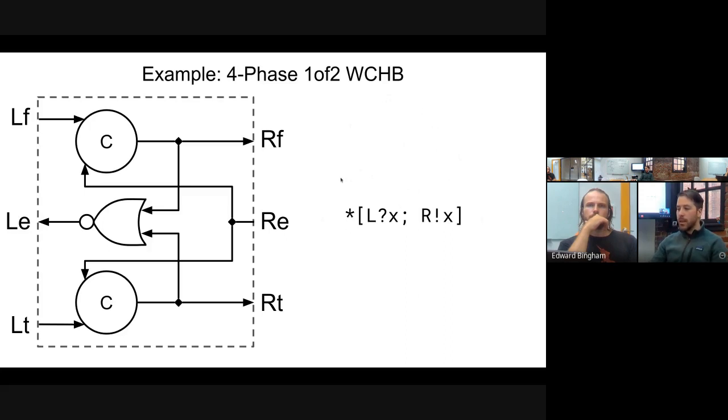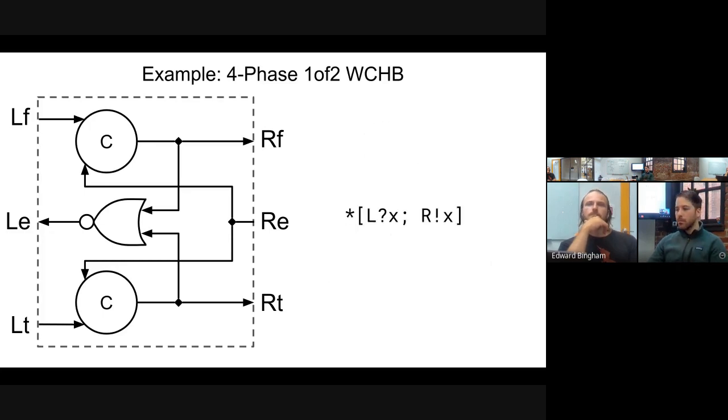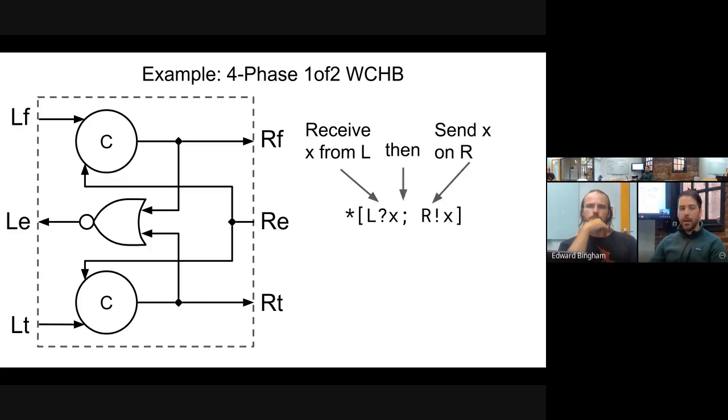Now this CHP doesn't actually specify the encoding. It doesn't specify how many states there are in the encoding. It doesn't make any indication of what kind of data you're sending over the channel. So you've lost that information. It also means that if you're going from CHP down to production rules, then this is an opportunity to make that decision. So we receive X from L, and then we send X on R, and we repeat.